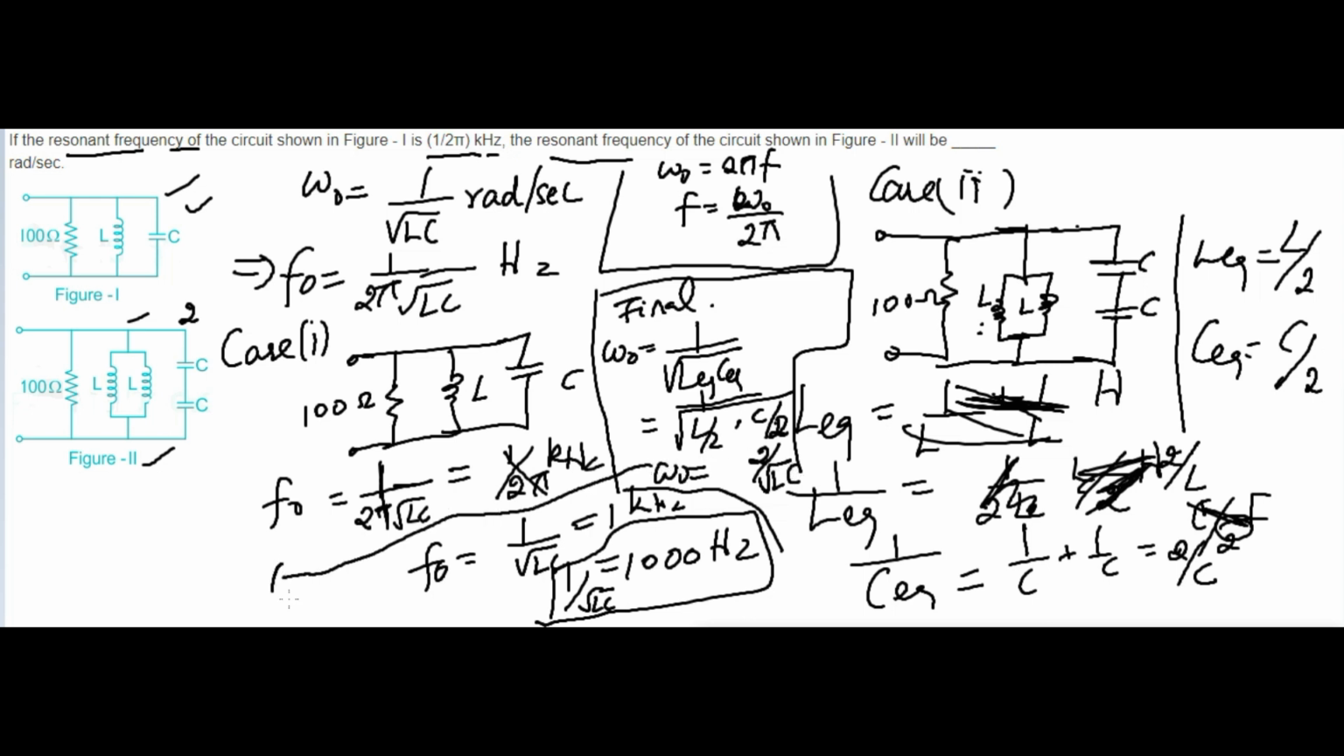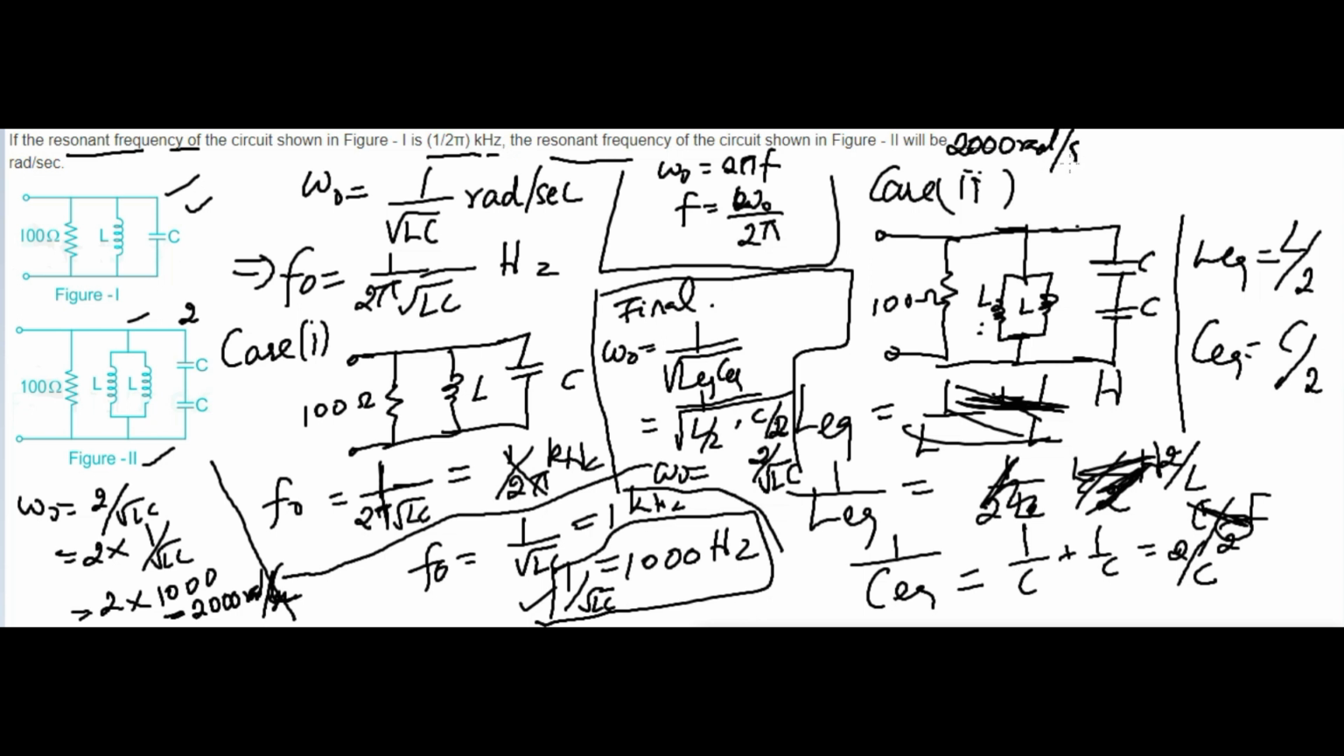Sorry for making confusion over here. We have to find the omega naught. You know that 1 by root LC is equal to 1000. So you can write it as 2 into 1 divided by root LC, which is equal to 2 into 1000, which is equal to 2000 radians per second. So the answer is 2000 radians per second.